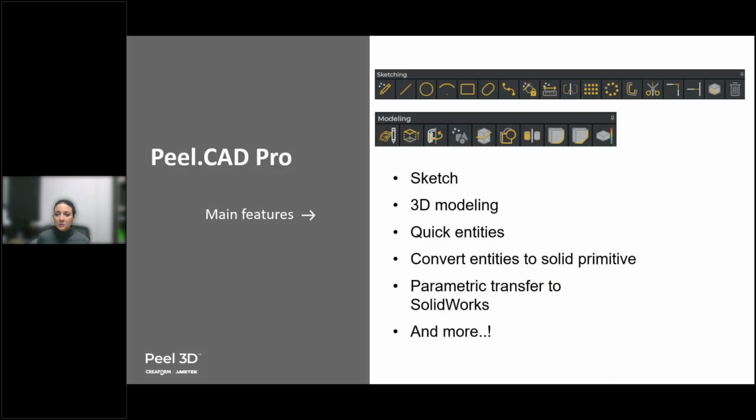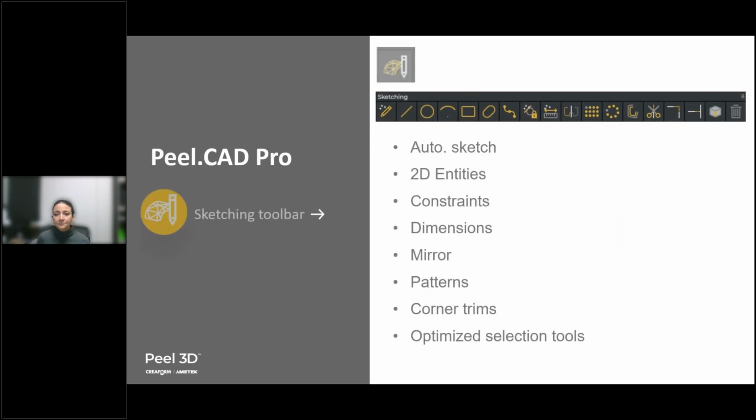So the sketching tools and the 3D modeling tools are obviously the main attractions here, but there are also some new features like quick entities that are available in Peel.CAD Pro that allow us to create multiple entities in a flash. Also, the entities that you can make will be able to be converted to surface or solid primitives at the creation, helping in the reverse engineering process. And all the steps made in Peel.CAD Pro can be transferred into SOLIDWORKS with our parametric direct transfer, which will be a game changer for SOLIDWORKS users.